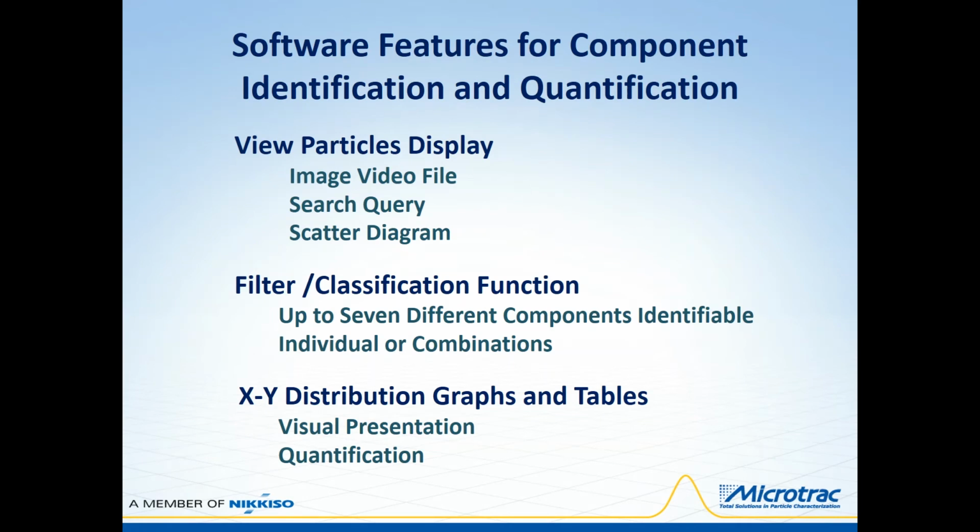Here are some of the software features available for component identification and quantification. In the View Particles display, one can view the entire image file and sort on any parameter. A search query can be set up so that there are also searches for particles with defined characteristics. A scatter diagram can also be used to compare particles relevant to 2 different morphological characteristics. The XY graph and table can display the relative percentage of each of the different components in the sample.